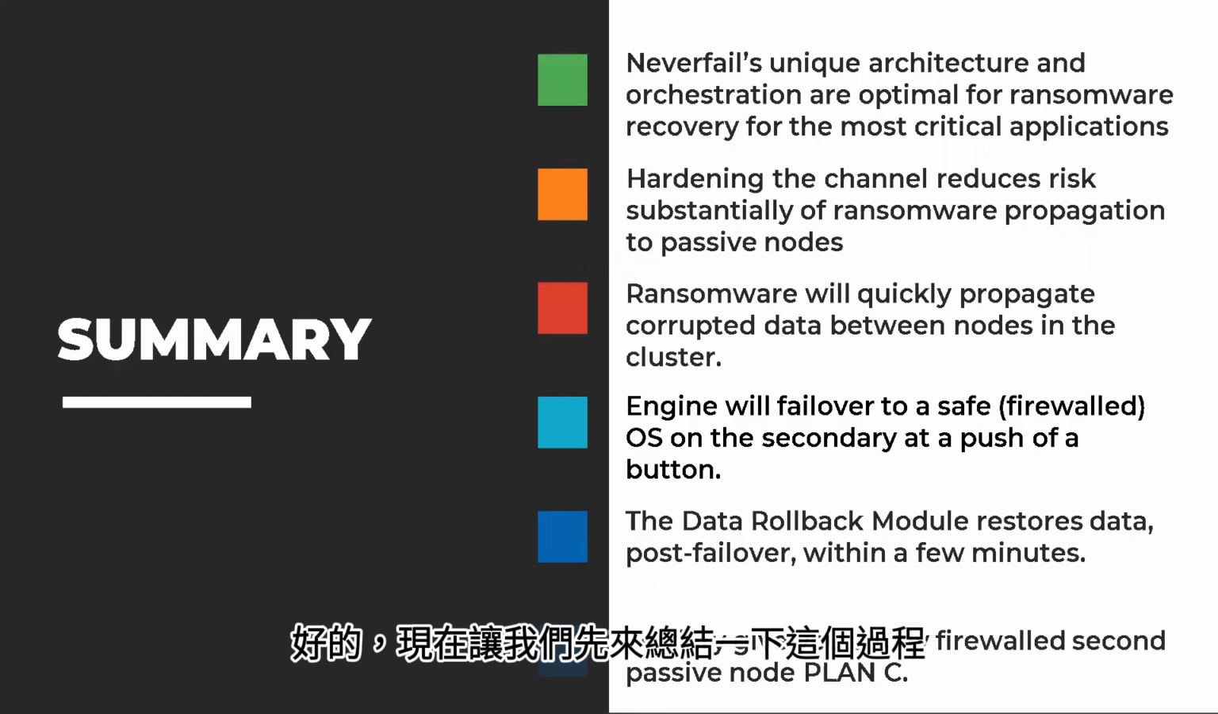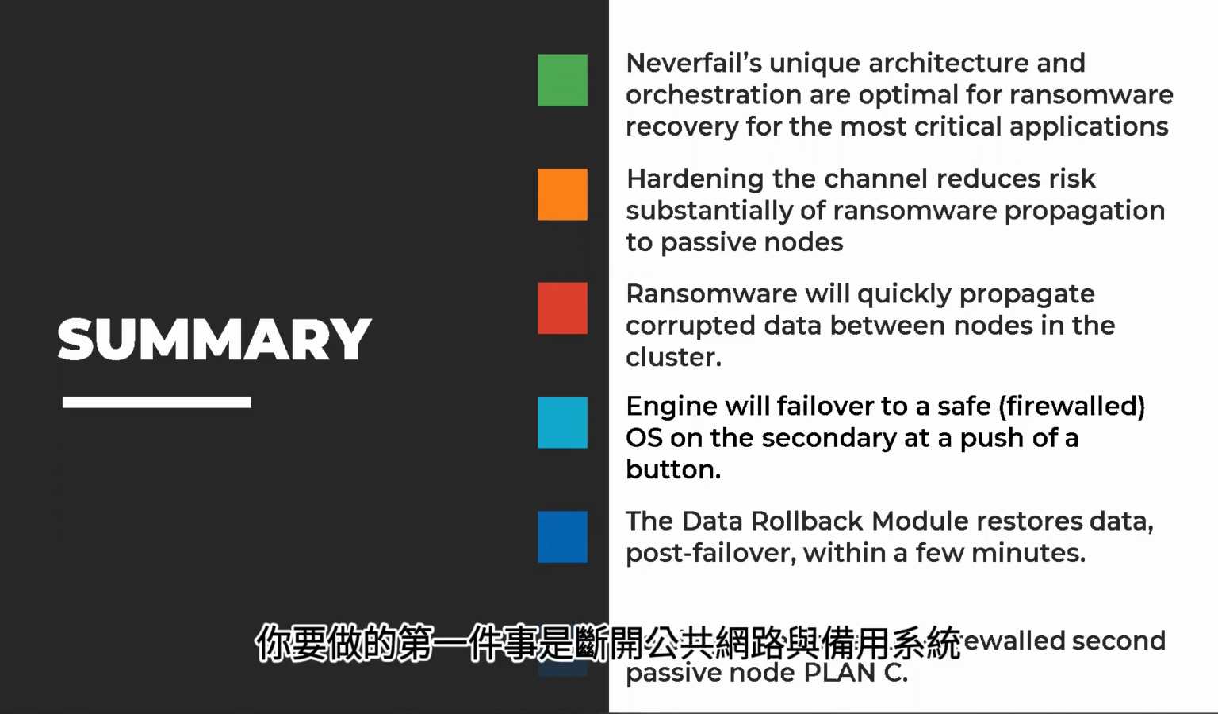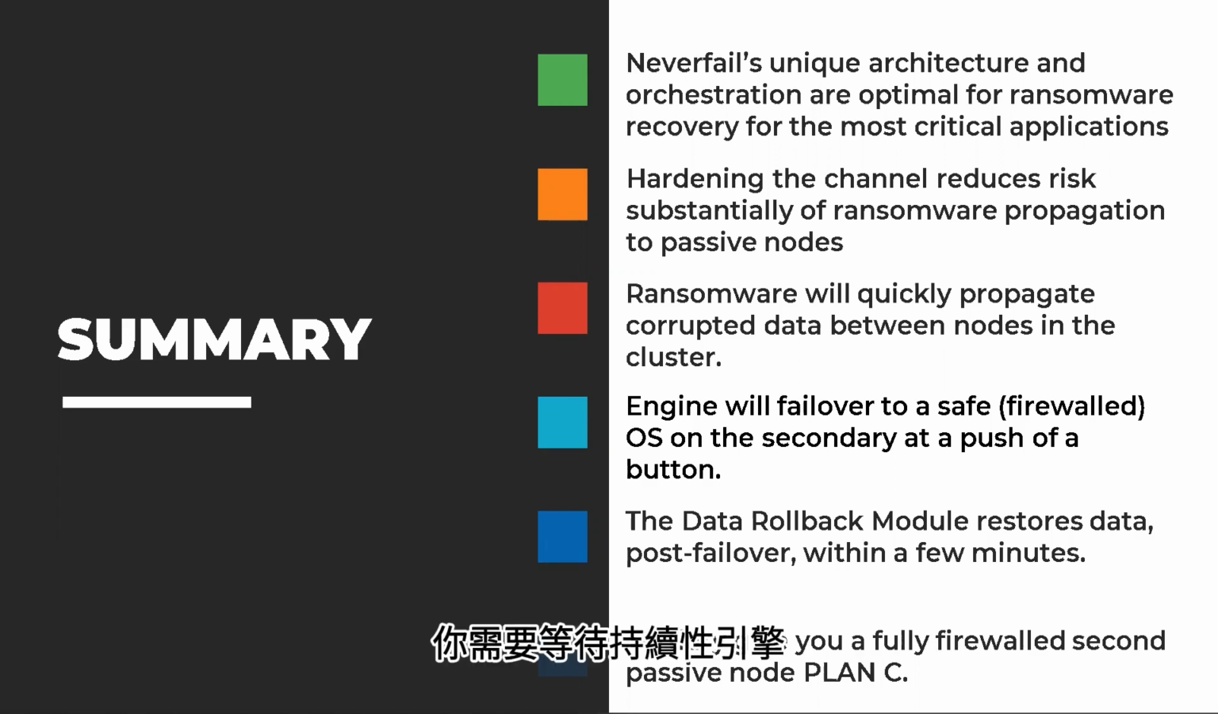Okay, so now let's summarize the process, and then what we've learned from this discussion. From a process perspective, the first thing you're going to do is disconnect the public network from the secondary. You're going to wait until Continuity Engine stops trying to fail over to the secondary. This is due to the fact that the secondary public interface has been disabled. We're going to run the restore process to restore the data. Continuity Engine will automatically restart all of the application services. And when it's safe, you can reconnect the secondary back to the public network, and then finally you're done.